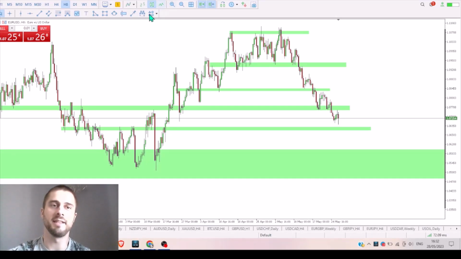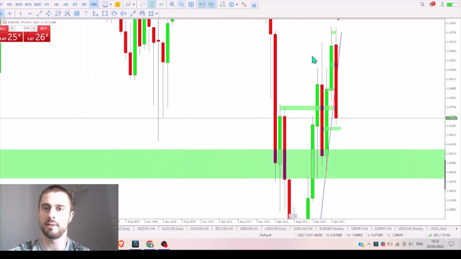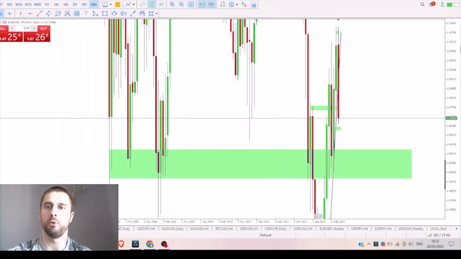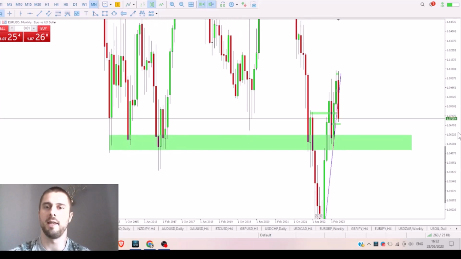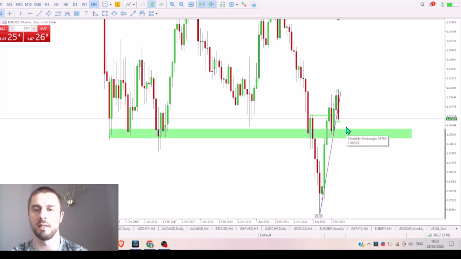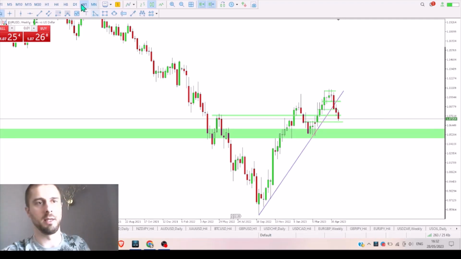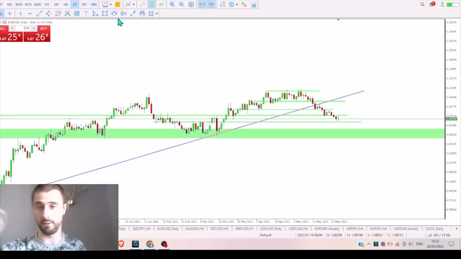But before that, let's analyze the weekly and the monthly chart so we can get some clues about where the price is headed. So you see very strong monthly support area around here, which soon I expect to be tested. We also have some weekly levels marked here, so that's also areas where I am interested to trade the pair.